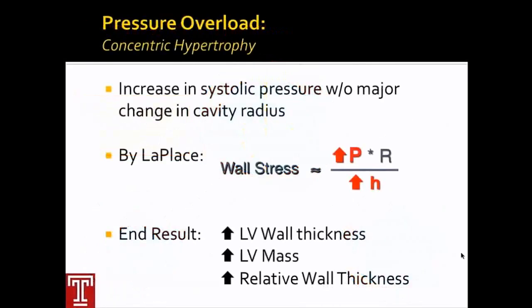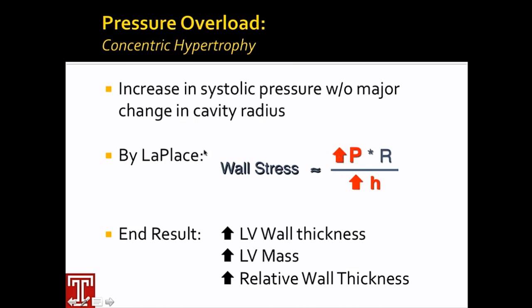We'll go through these relatively quickly in the interest of time. They're in your notes. Pressure overload hypertrophy or concentric hypertrophy is typically characterized by an increase in systolic pressure without major changes in cavity radius.